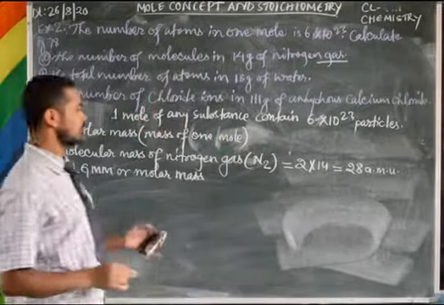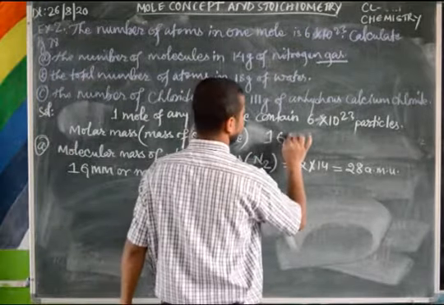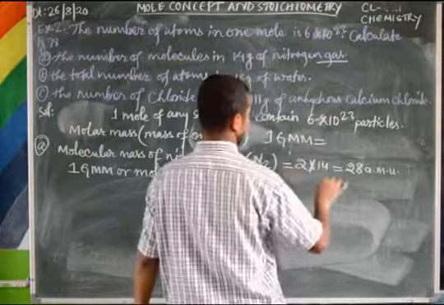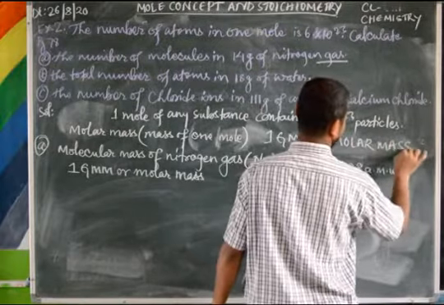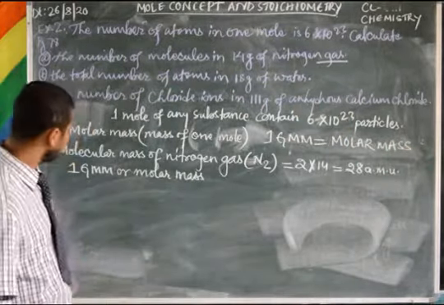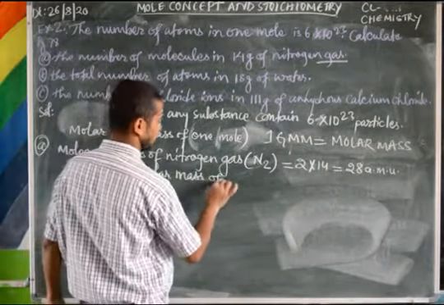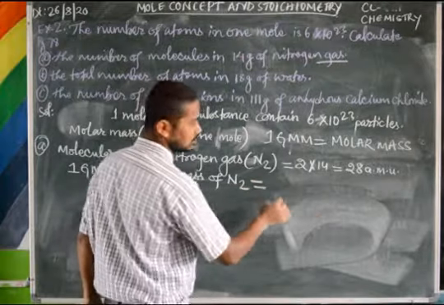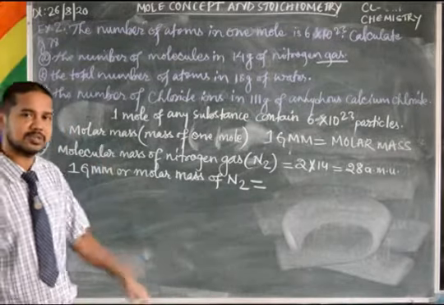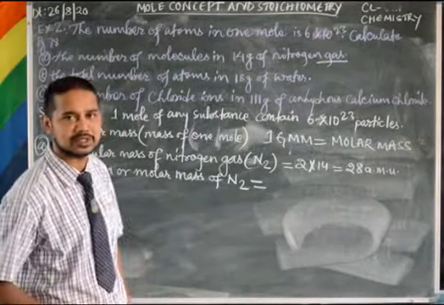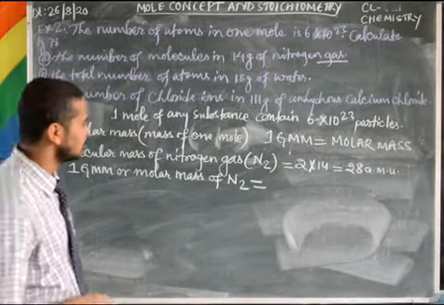Molar mass is the mass of 1 mole. One gram molecular mass is equal to molar mass. So the gram molecular mass, or molar mass, of nitrogen is equal to... now express this in gram. What is gram molecular mass? Molecular mass expressed in gram. What is molar mass? That is the mass of 1 mole.